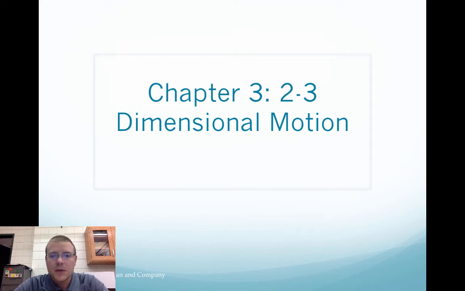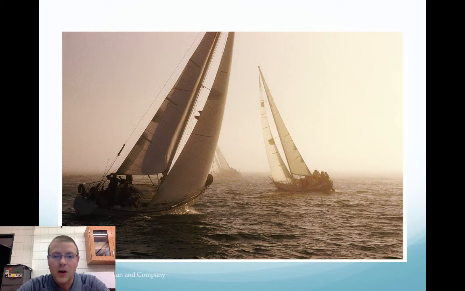Everyone, in this chapter we are going over motion in 2 and 3 dimensions. In the last unit we worried about things going right or left, up or down. Now we can do everything, kind of like these boats. These boats are moving forward, they're moving to the right, they're moving up and down with the waves. There's lots of motions that we can move in real life. We don't just stay in a one-dimensional world. We live in a three-dimensional world where we can be moving in many, many directions.